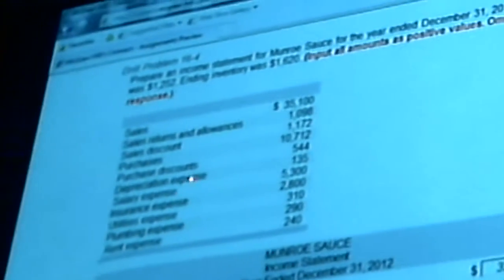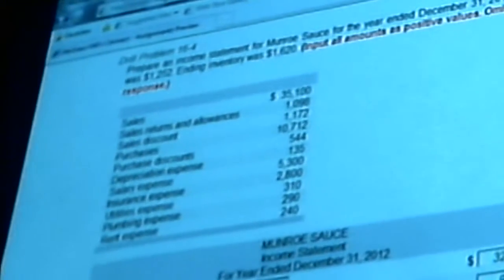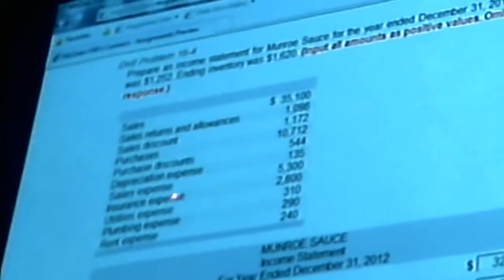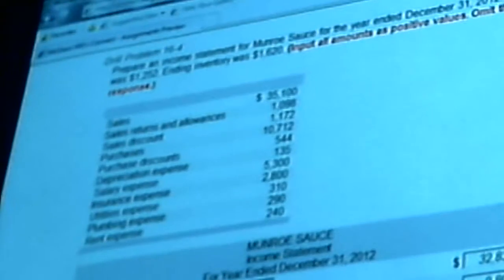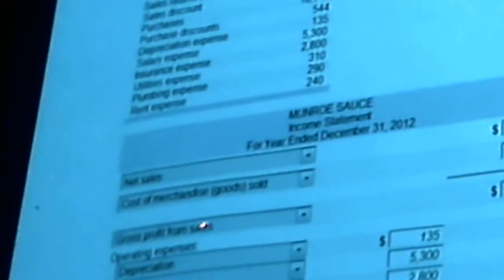So you can see the next account and the several accounts here in expense. They end in the word expense, so these are all expense accounts. We're done with the hardest part. Before we move on to the expenses, we have to get the third formula, and that is gross profit.